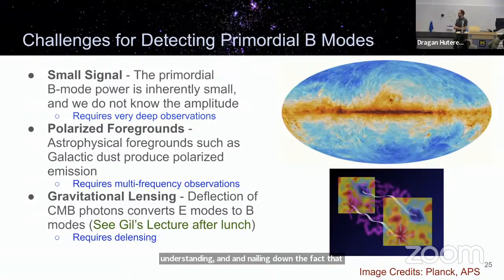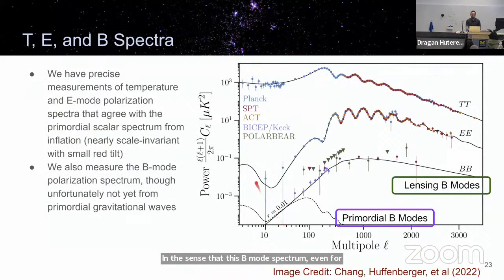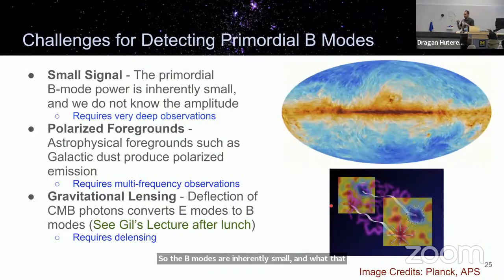But there are a number of challenges with going after it. So it's a key goal of future CMB experiments to measure this primordial B-mode spectrum. But there are inherent challenges in making this measurement. First of all, the signal is small. It's inherently small in the sense that this B-mode spectrum, even for relatively large values of R, is just a very, very small signal compared to the temperature fluctuations and compared to the E-mode spectrum. So the B modes are inherently small. And what that means is we have to have very precise observations of the cosmic microwave background to dig very deep. So our noise is small compared to the expected size of the signal.